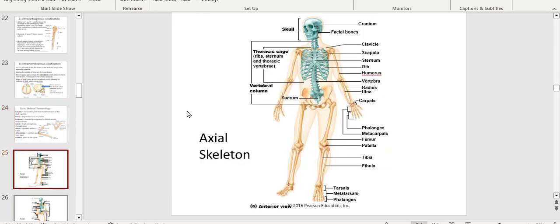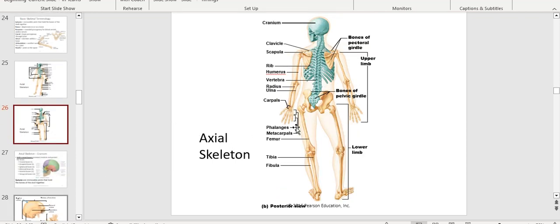Let's have a look here, shall we? There's your axial skeleton. That's all mint. Love it. There's the backside there. Clavicle, scapula, rib, humerus, vertebrae, radius, ulna, carpals. Everything here is fair game.